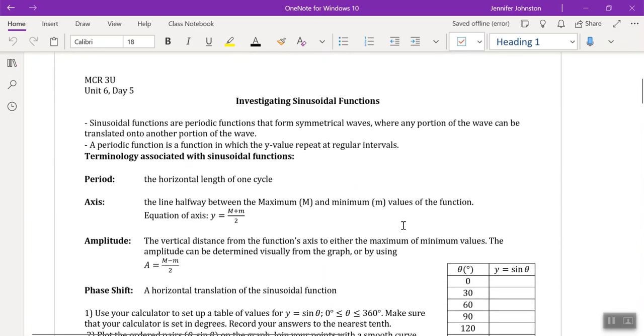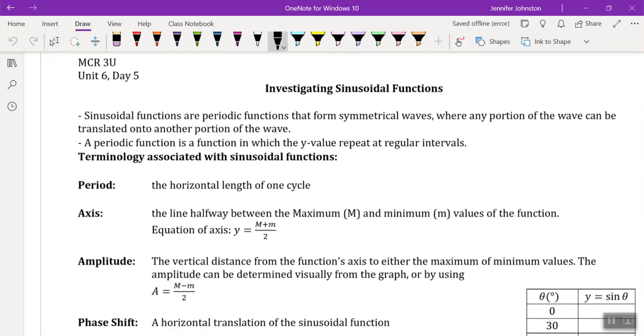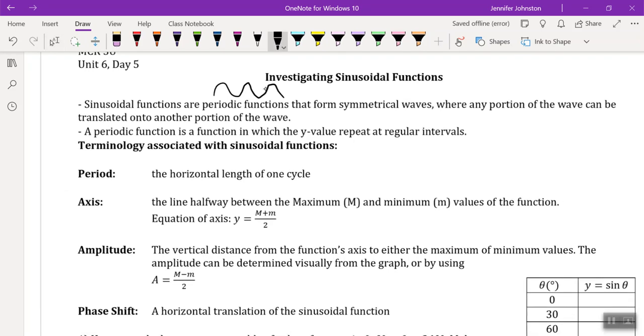All right, let's investigate sinusoidal functions. Sinusoidal functions are just periodic functions. They kind of look like this, right? There's some wave-looking function that forms symmetrical waves, where any portion of the wave can be translated into another portion of the wave. So this portion of the wave is also over here.